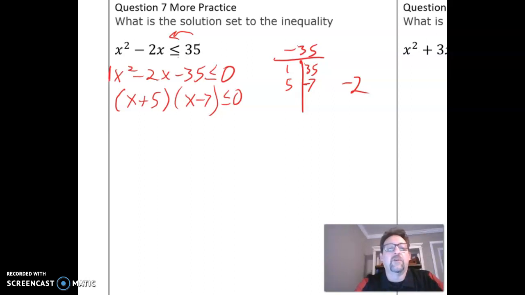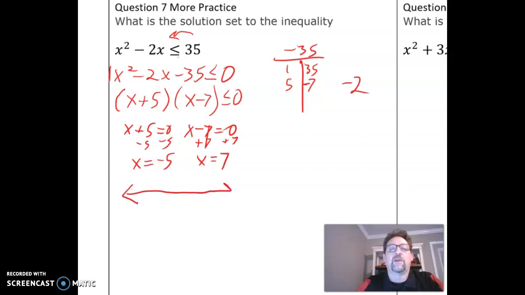Hopefully you can find those roots without doing the whole zero product property part, but we're going to work it out. We say, when does x plus 5 equal 0? And when does x minus 7 equal 0? So the opposite of plus 5 is minus 5, so x equals -5. And the opposite of -7 is positive 7, so x is equal to 7.